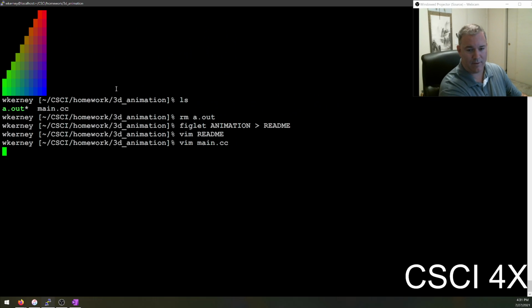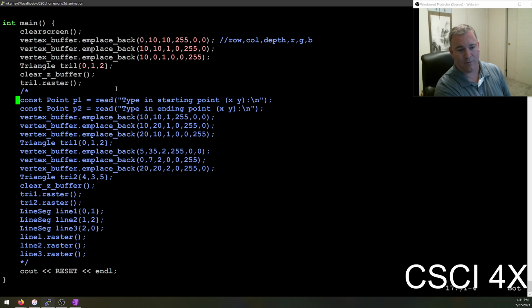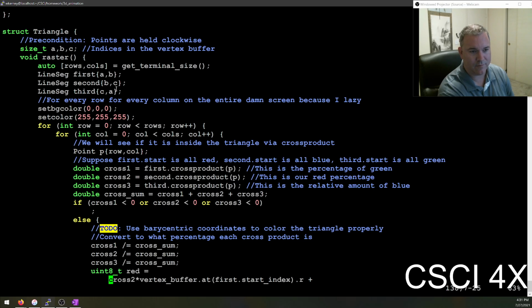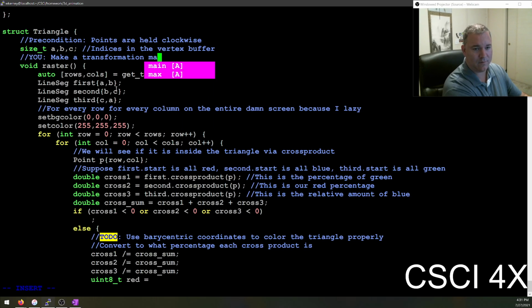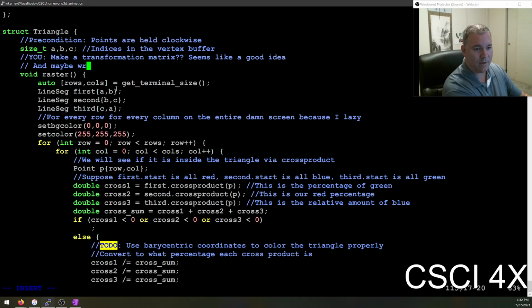What you're going to do is you're going to come in here in main.cc, make some new triangles. If you have them share coordinates, then they're going to have the same colors. So just make 3 different triangles, and then rotate the points in them. You'll probably want to write maybe a rotation class or something like that. Maybe make a transformation matrix. Seems like a good idea. And maybe write a rotation member function that updates the matrix.